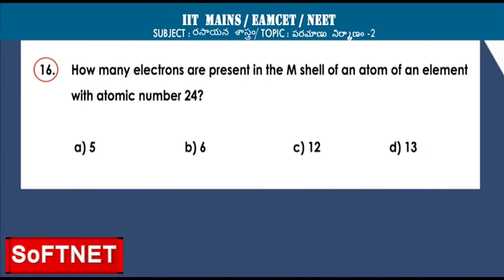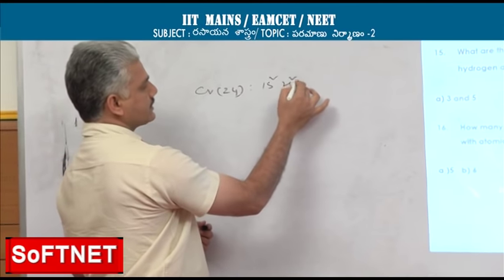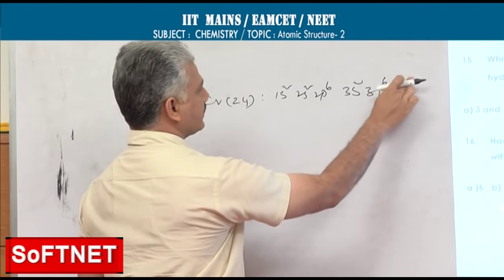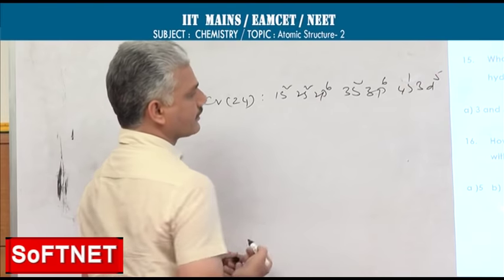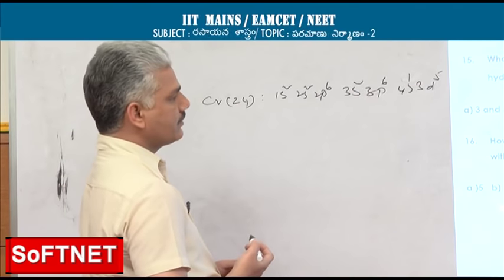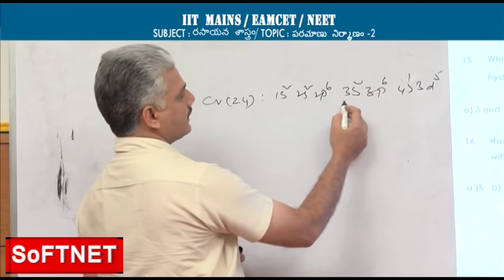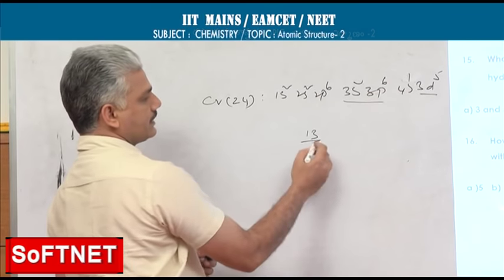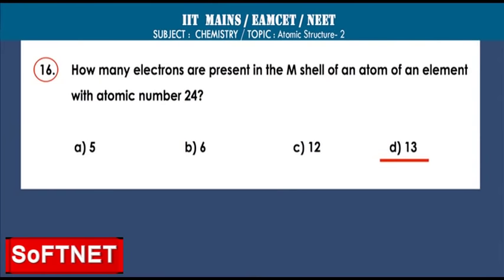16. How many electrons are present in the M shell of an atom of an element with atomic number 24? Atomic number 24 corresponds to chromium. Its electronic configuration is 1s2, 2s2, 2p6, 3s2, 3p6, 4s1, 3d5. So, M shell means the third orbit. Number of electrons present in the third orbit are 8 plus 5, 13. So, the correct answer is option D.